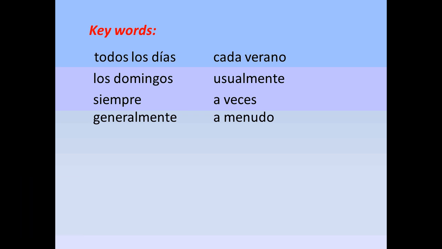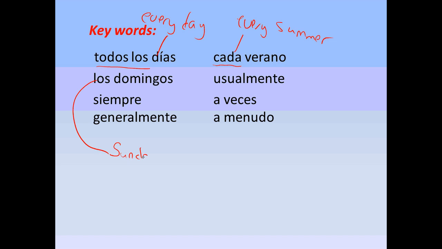Okay, todos los días is every day. If you also want to say every, you could say cada. This one is every summer. So you can interchange these and say cada día, or you could say todos los veranos as well. Cada viernes, todos los viernes. Los domingos is when you want to say Sundays or Mondays. You wouldn't say en los domingos. You would just say los domingos.